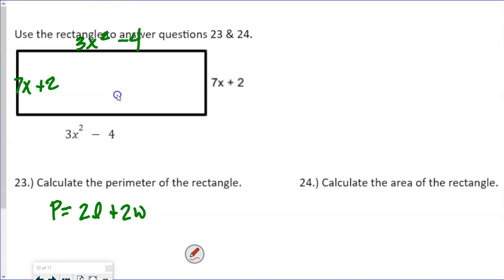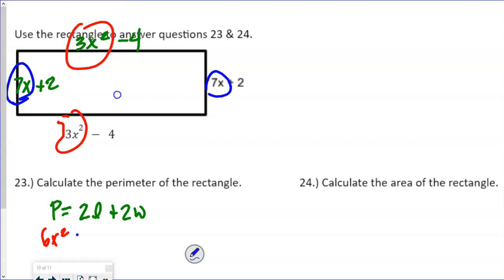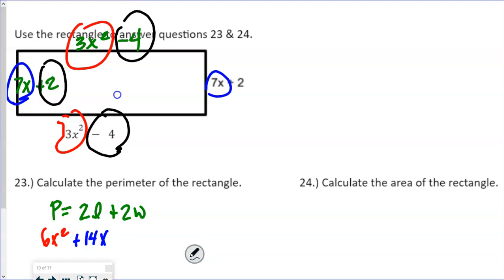What I'm going to do for this part is I'm just going to look for my like terms. So these are like terms, right, y'all? So isn't that going to be 6x squared, right? And then I've got some other like terms over here, 7x and a 7x. So that's going to be plus 14x, yes? And then I've got my constants. Y'all see the constants here? So I've got a negative 4 and a negative 4. That's negative 8, plus 2 and 2. So that's negative 8 plus 4. So that would be minus 4, wouldn't it? So, did I do that right, y'all?